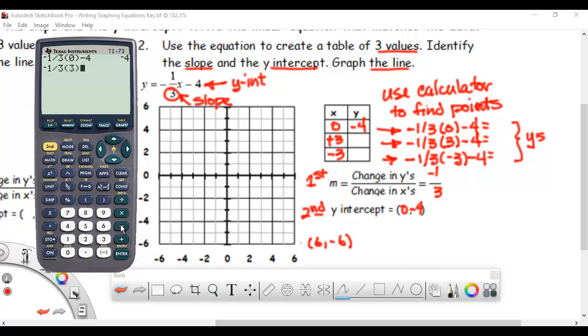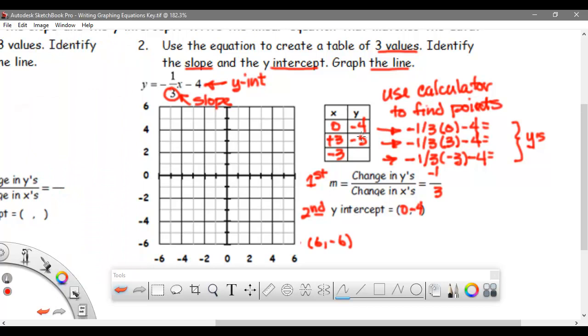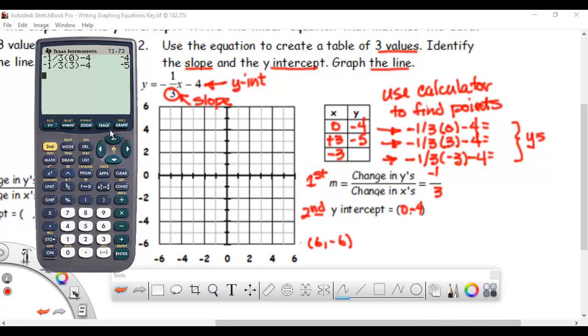That's the next value in my table. It gives me a -5, and I think that was the value that we had before, 3, -5. And then this value is going to be different because I'm using a -3 instead of that +6. So -1/3. I'm going to put a -3 -4, and it gives me a different y-intercept, which is a -3.